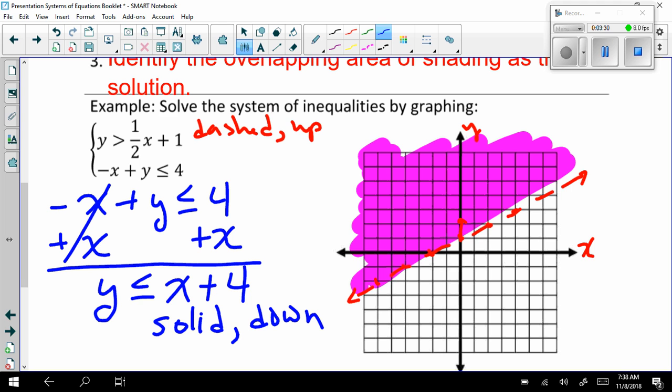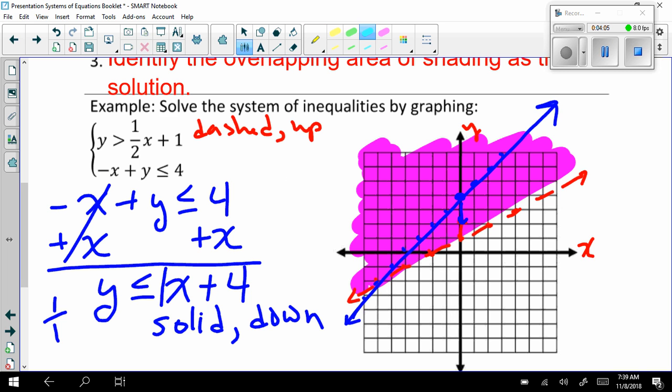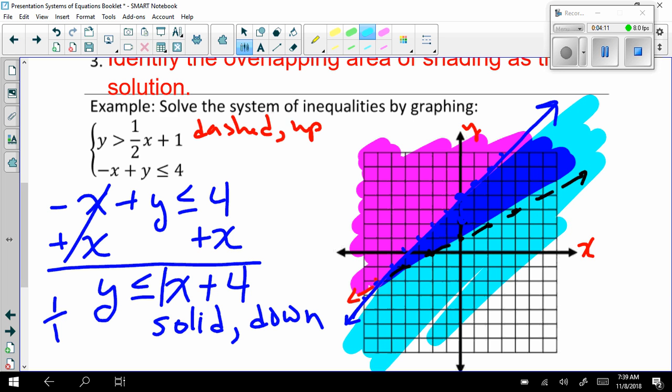So I'm going to go to my y-intercept of 4. It's on my y-axis. Remember, coefficient of 1, so slope of 1, which means 1/1, so up 1 to the right 1, or down 1 to the left 1. Solid line. Go to your y-axis and you're going to shade down. So that's all of this area.